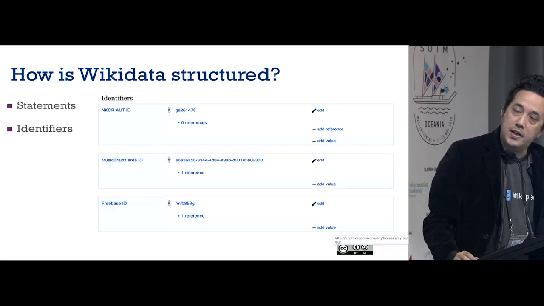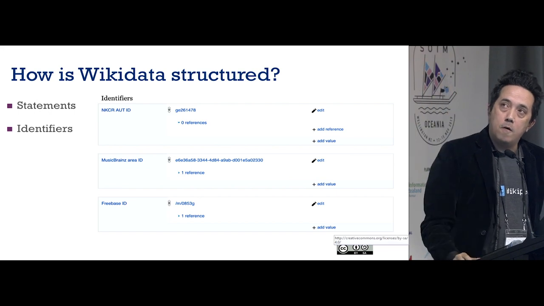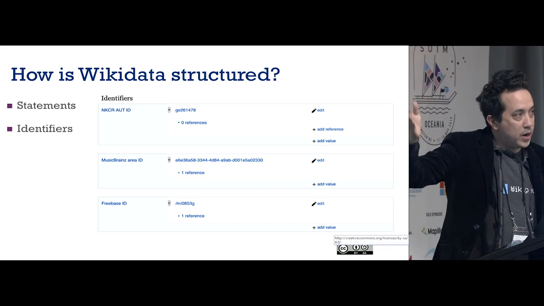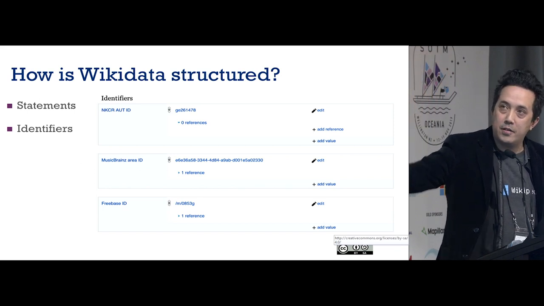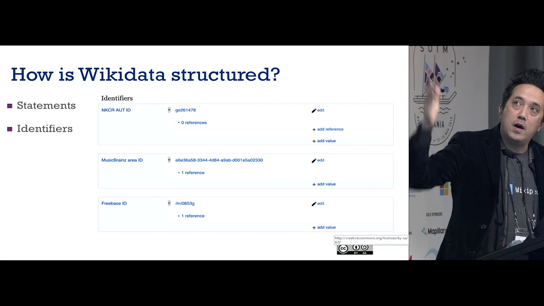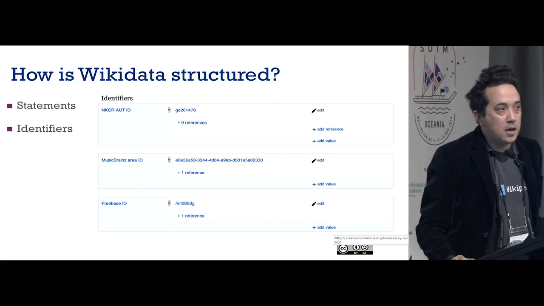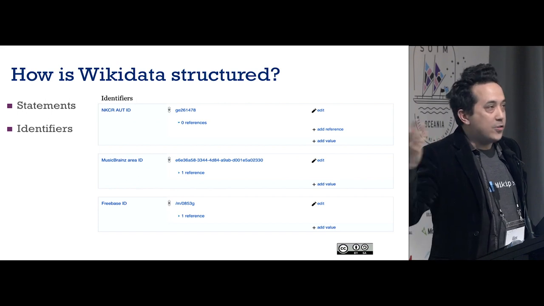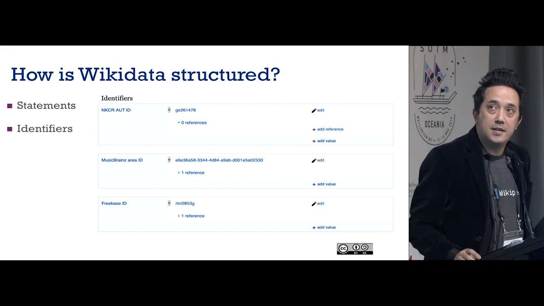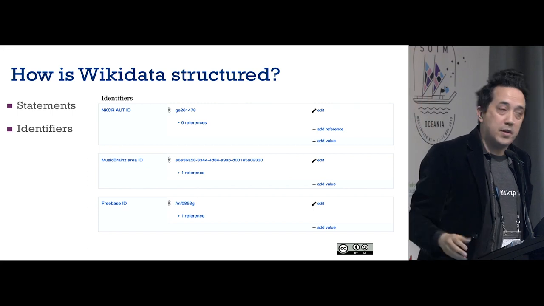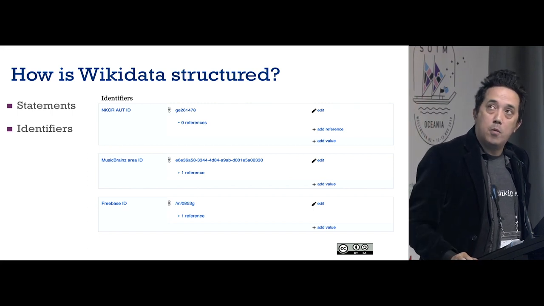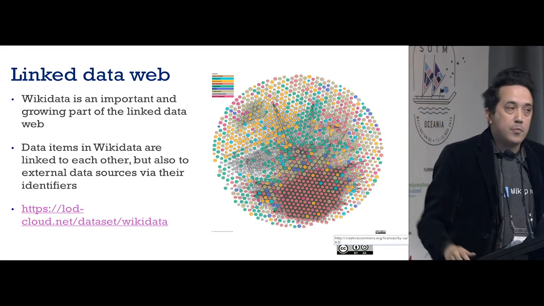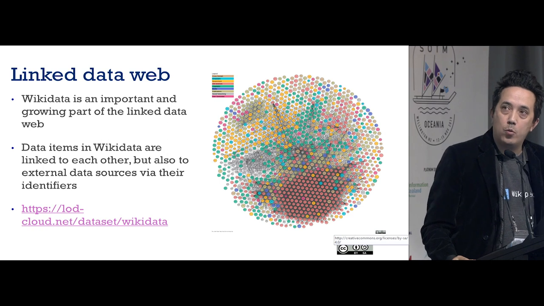And the last bits you'll want to see are the two types of statements. Statements are those where there's a property, an item, a property, and another item or a value, and identifiers. So this is a very important part of Wikidata. Identifiers are the codes or primary keys that you'll find in other data sets, and there's thousands of them linked to from Wikidata. Which makes Wikidata a very important part of the linked data web.